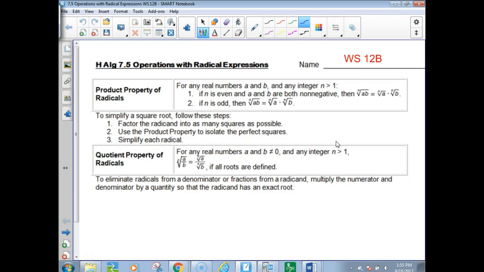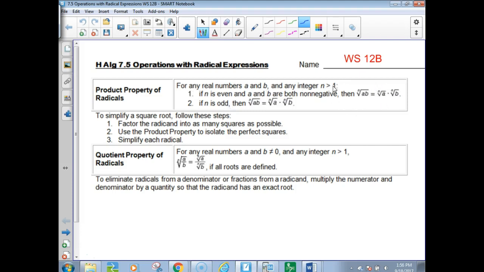Okay, so on worksheet 12B, we're going to do the product property of radicals and the quotient property of radicals. These are just some properties I've already talked to you about, except that we're going to look at them the way we break them up, and we can go forwards and backwards so we can simplify radicals.